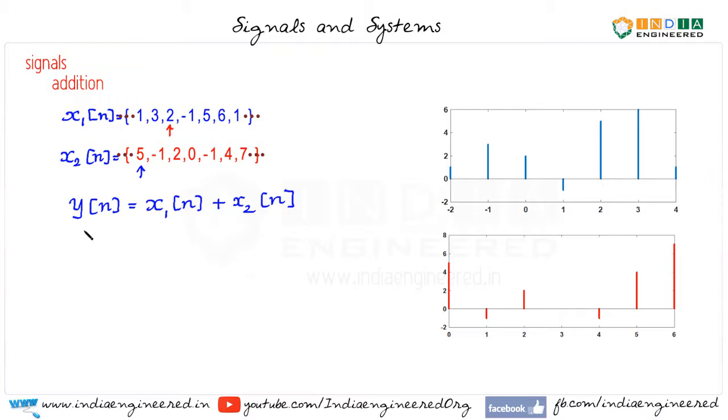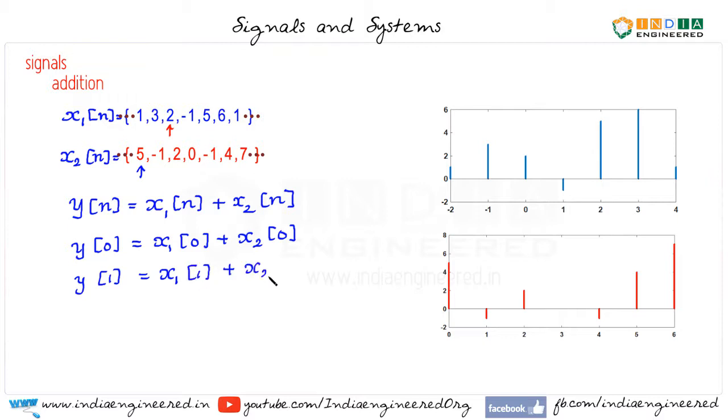What that means is, let's say we have to find y of 0. So it should be equal to x1 of 0 plus x2 of 0. Similarly, we can find y of 1 which is equal to x1 of 1 plus x2 of 1. So this is really simple. That means you just have to add the values at corresponding indices.